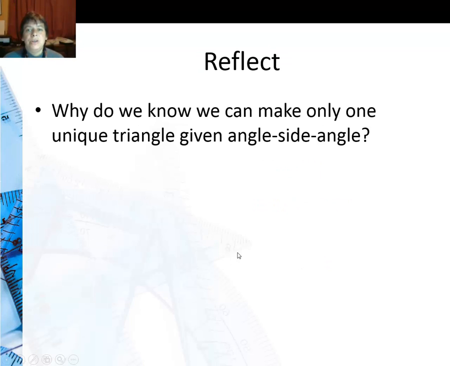So in reflection, why do we know we can make only one unique triangle given angle, side, angle? And hopefully you saw that when I set the two angles, that made the lines where they have to intersect. So there was only one place those two lines would intersect.